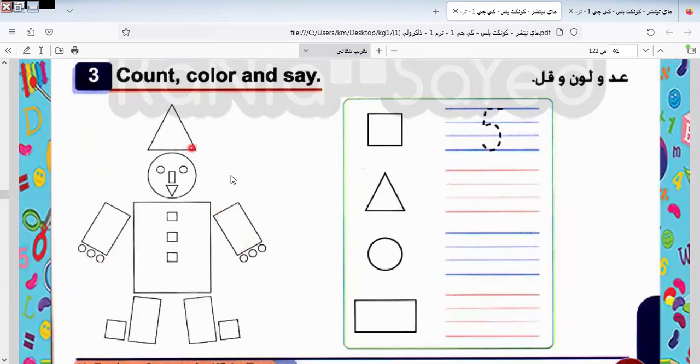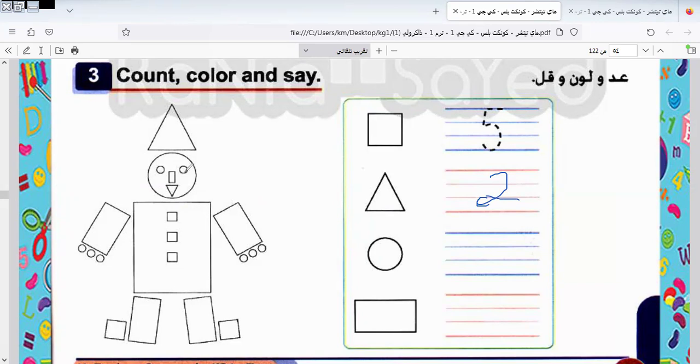Here we can count and answer the question. Here I write 5 squares. Let's count the squares here. 1, 2, 3, 4, 5. So it will be 5. Triangle, I can count the triangle. 1, 2. It will be 2. So I write here 2. Okay. I answered one of them, and I will leave the rest for you to do by yourself.